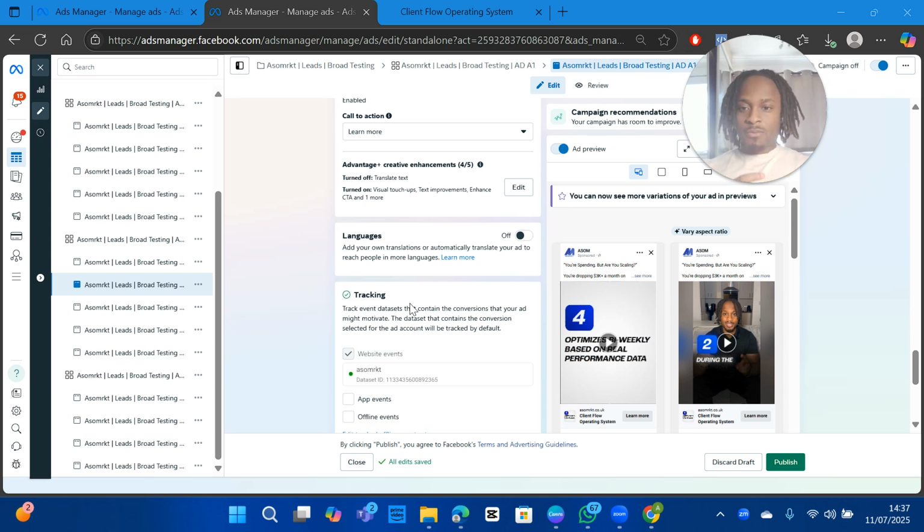I hope this makes sense to you. I'm trying to figure out how to put it into words. But having the same messaging in the same ad set helps keep everything smooth.